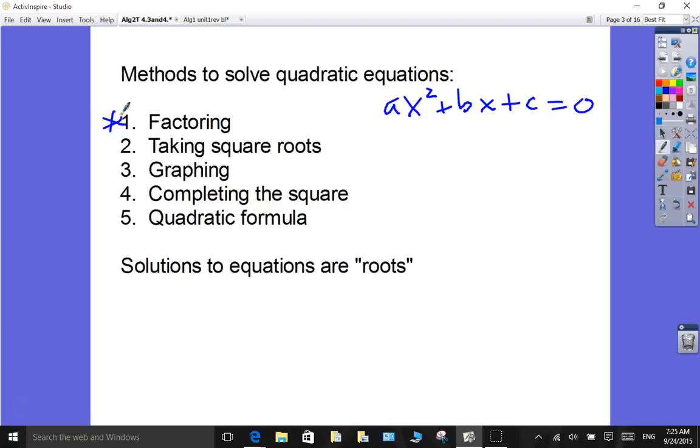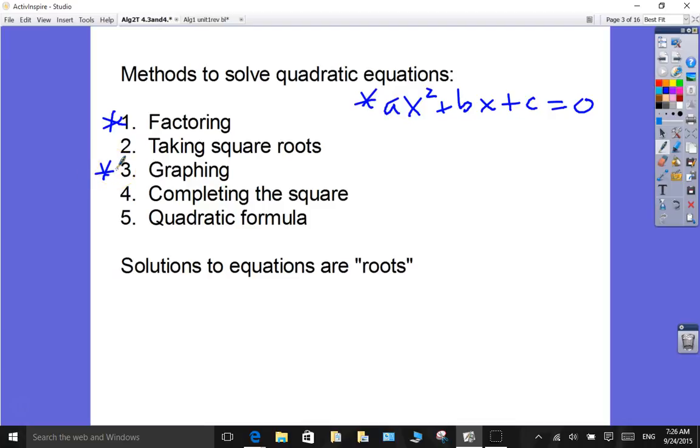Taking square roots is a method that we'll do next. Mostly the way it's taught is if there's no middle term, then you can isolate the x squared and then take the square root of those. Graphing, we'll learn about that a little more in the class today, but definitely before you graph, you've got to have things in that standard form.